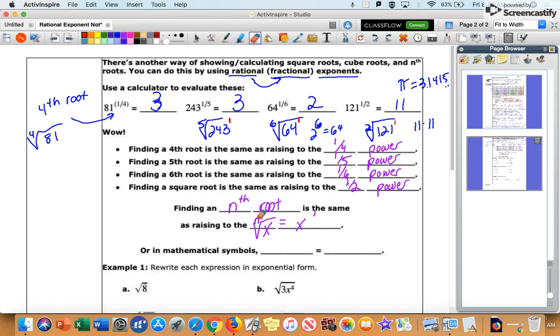Let's backtrack a step here. Got ahead of myself. Write that down below. So finding the nth root is the same thing as raising to the 1/n power. We saw that up here with the 1/5 power, the 1/6 power, the 1/2 power. So in terms of mathematical symbols, the nth root of a number is the same thing as taking that number to the 1/n power.